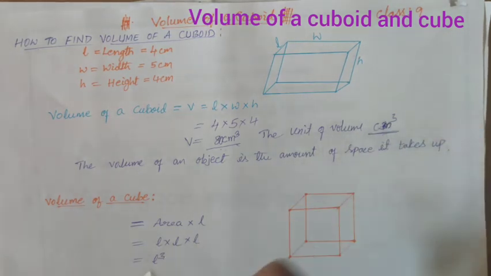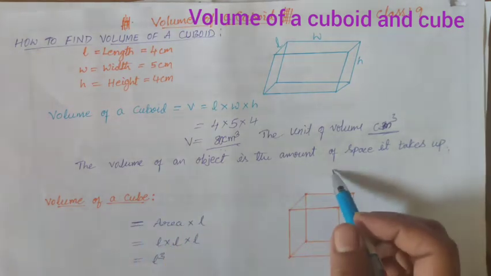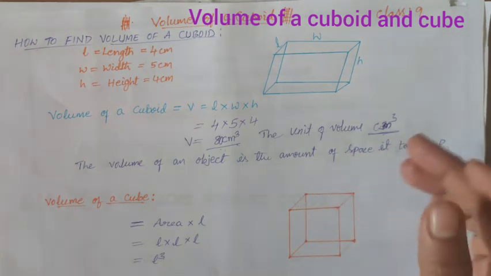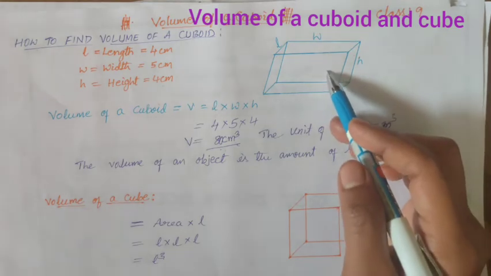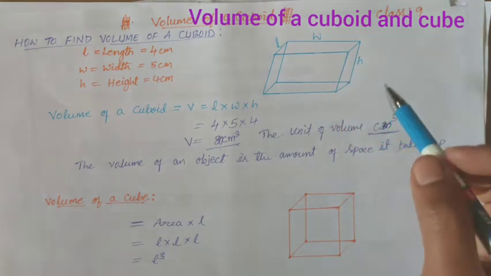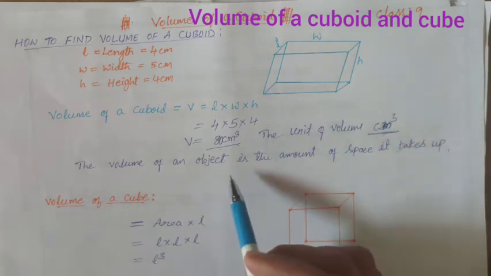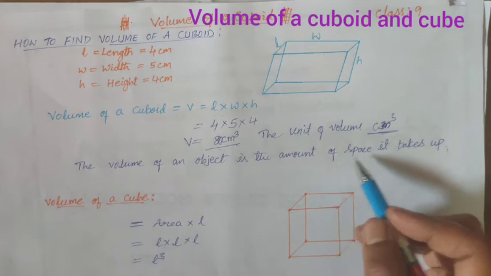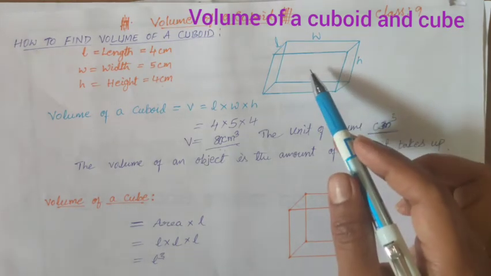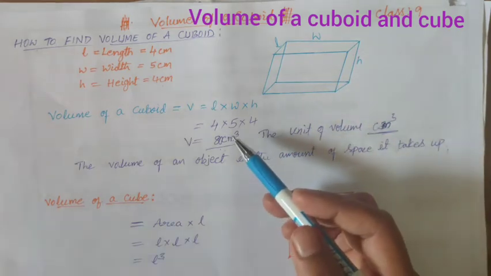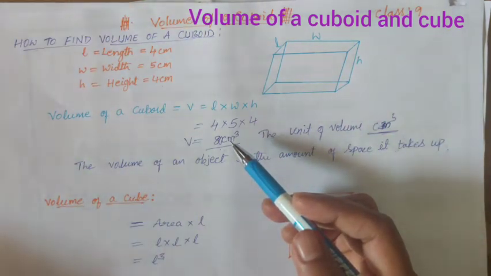Now tell me, what is volume? The volume of an object is the amount of space it takes up. Volume is nothing but how much water can be stored in this box. The capacity can be found out. That is why volume is the amount of space it takes up. Students, now we can use this formula and work out similar problems in your exercise.